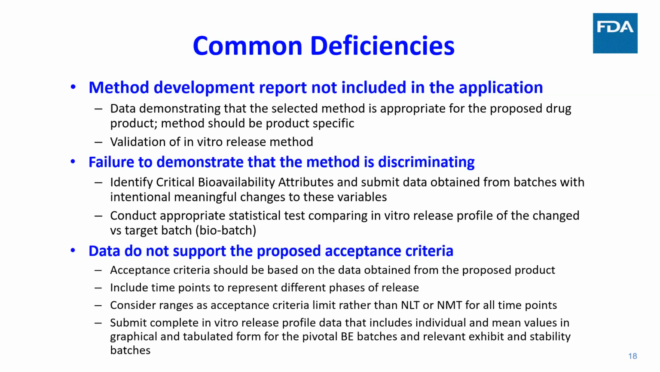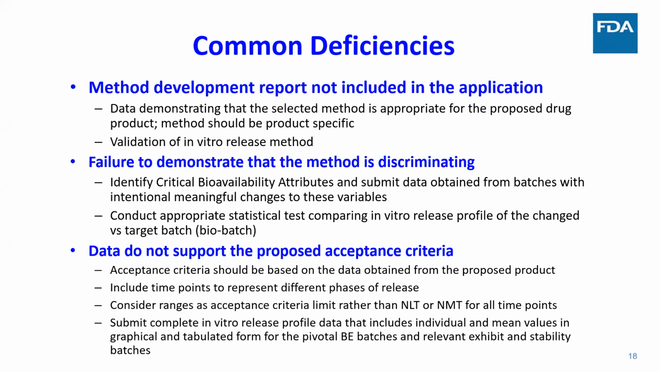Another common deficiency is failure to demonstrate that the method is discriminating. So the first important thing is the identification of the critical bioavailability attributes. This is important. And then data should be obtained from the target batch and batches with intentional meaningful changes. And appropriate statistical tests should be conducted comparing the release profile of the changed versus the target batch.